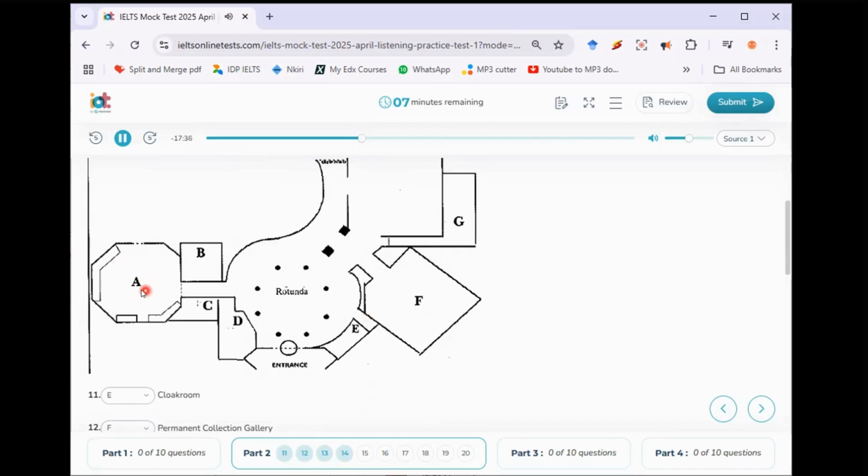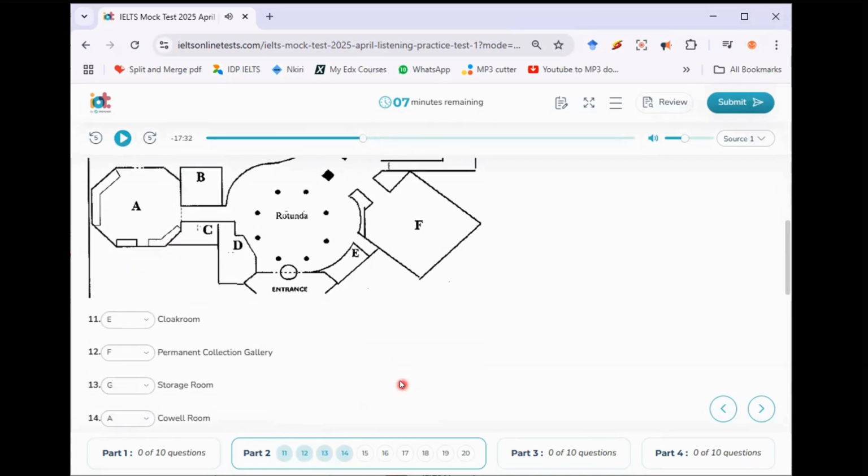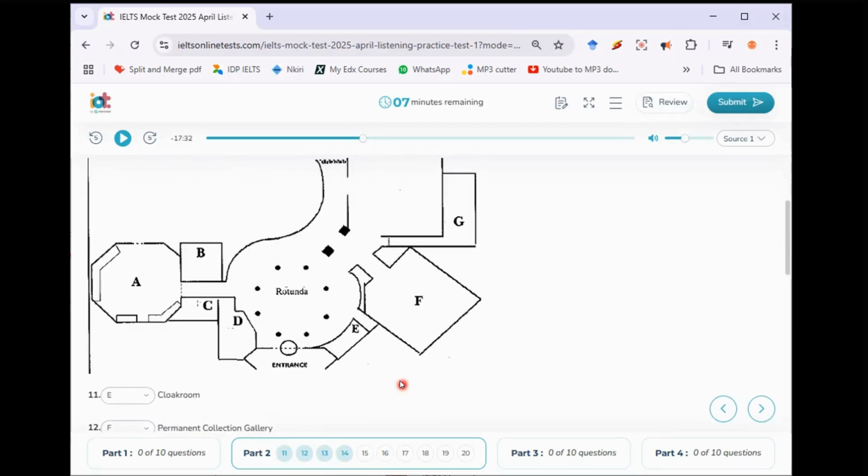Yes. Oh, I'm so sorry. I forgot to point out the ladies and gents' toilets earlier. Now, what he wants to tell us is toilets. Where is toilet located? Listen closely, everybody. They're just before you get to the Cowl Room and... He says just before you get to the Cowl Room.